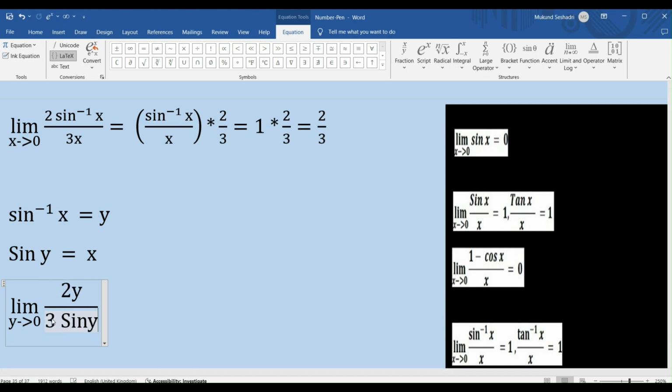Now we know that limit x tending to 0, sine x by x equals 1 also means x by sine x equals 1, right? So similarly, y by sine y will tend to 1 as y tends to 0. So the answer for this question is 2 by 3. So that's the other way of looking at this particular problem.